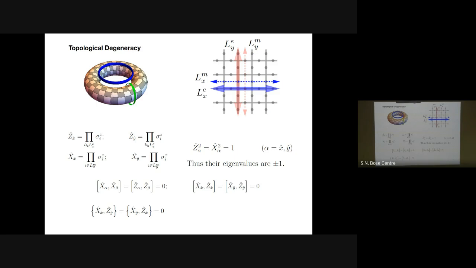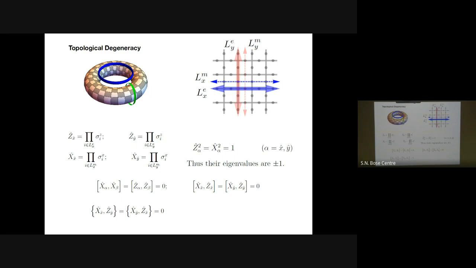They are also Hermitian operators that square to +1, so their eigenvalues are +1 and -1. So 4 extra operators on a torus. If I try to find out how many of these operators commute, this is their algebra. The x operators, of course, commute because they're all made out of sigma x, and similarly for the z operators. The x operator running in the x direction and the z operator running in the y direction do not commute. This is the dotted blue line versus this solid red line, and they intersect here. So there is one sigma x and sigma z, which anti-commute, and that's this anti-commutation.